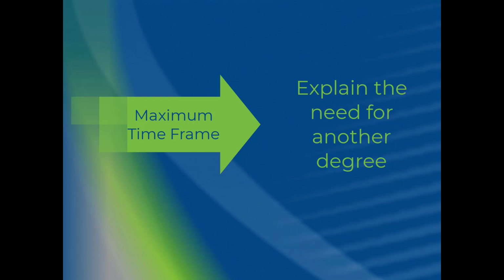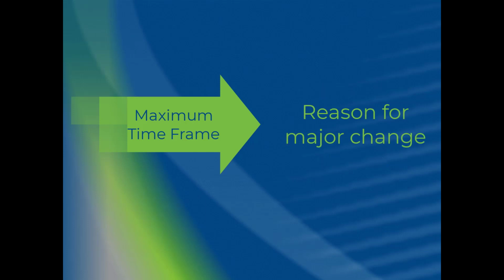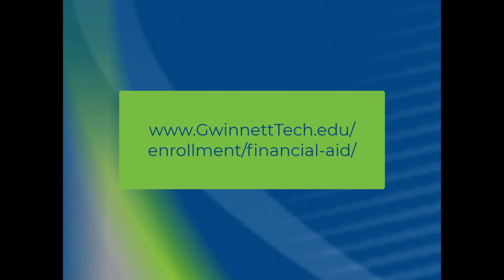Explain the need for an additional degree. Some common reasons students need additional education include job loss, changes in industry requirements, and advancement opportunities. If you changed your major, describe how the new major meets your career goals. Providing specific detail in your appeal about your goals and how the additional training or major change will help you is essential. Instructions to file an appeal can be found on the Gwinnett Tech Financial Aid website under Satisfactory Academic Progress.